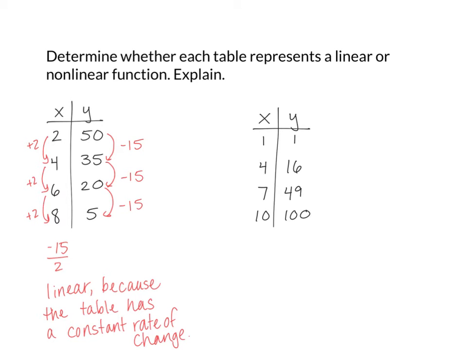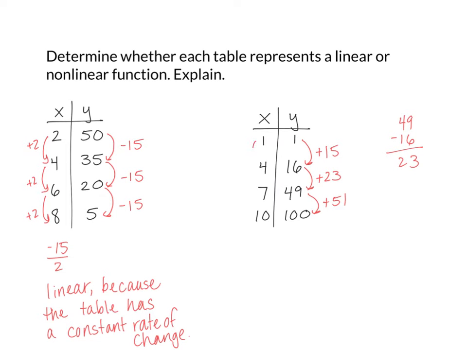Now for the next table, let's look for the change in y. So from 1 to 16 is an increase of 15. From 16 to 49, let's find out what that is. 49 take away 16 is a change of 33, an increase of 33. From 49 to 100 is an increase of 51.